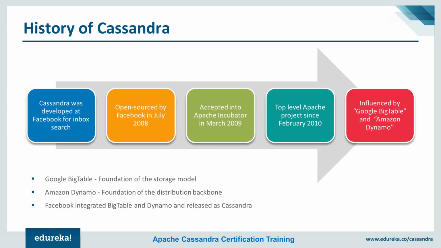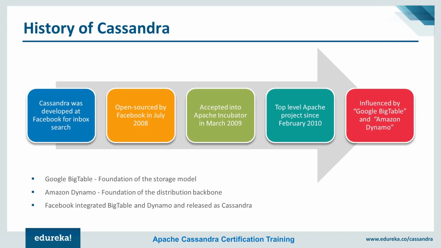Then, how exactly the evolution of Cassandra happened. First, it was developed at Facebook for the basic search engine, and then it was open sourced in 2008. Then it went to the Apache incubation in 2009. Then it went to the Apache Foundation in 2010. Then it became quite popular, and that's how the ecosystem of Cassandra moved on.